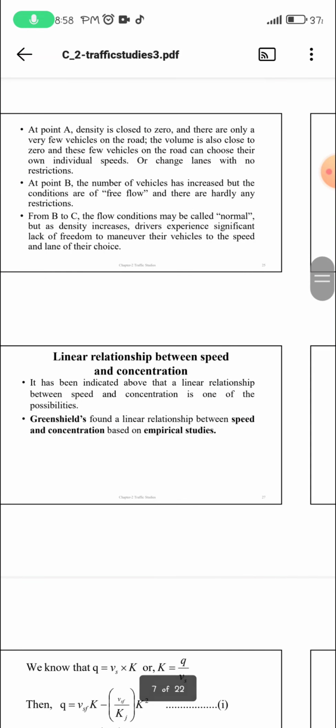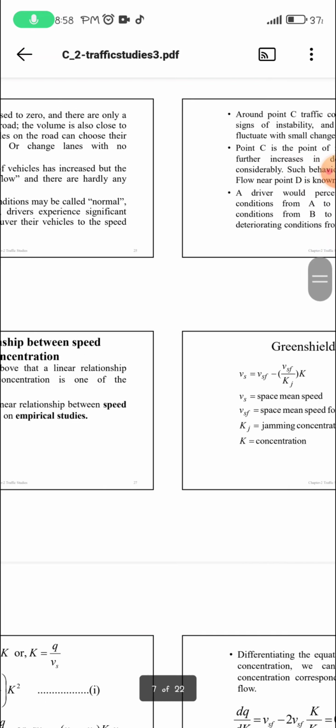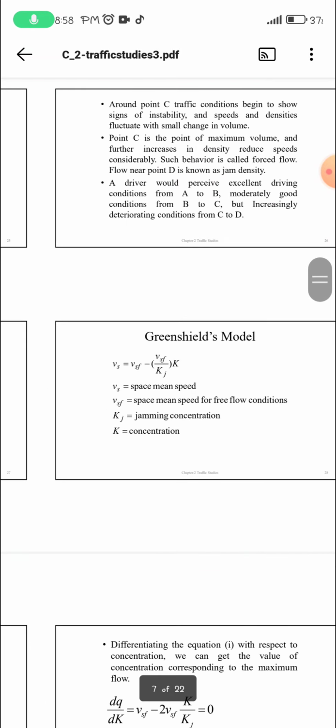Linear relationship between speed and concentration. It has been indicated above that a linear relationship between speed and concentration is one of the possibilities. Greenshield found a linear relationship between speed and concentration based on empirical studies. Greenshield model: Ps equal to Pf minus Pf divided by Kj into K.